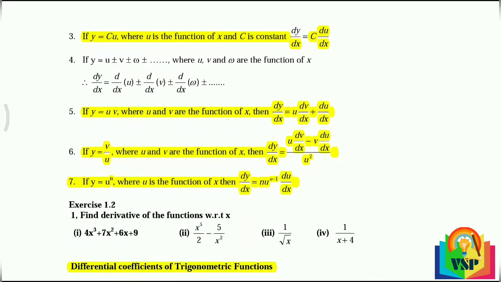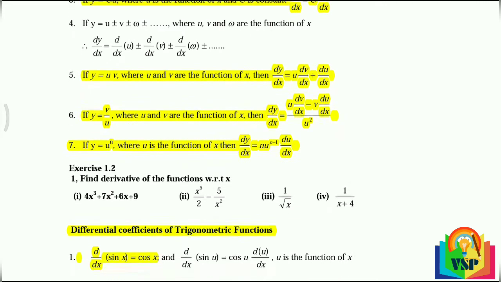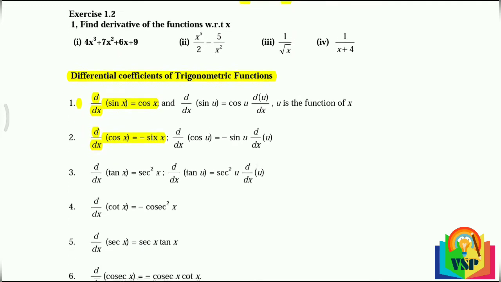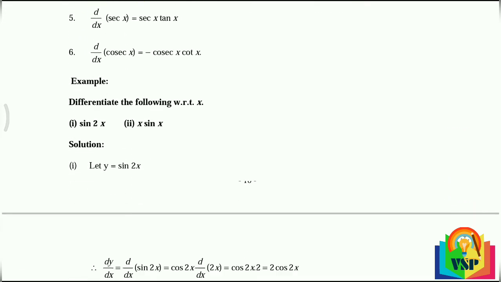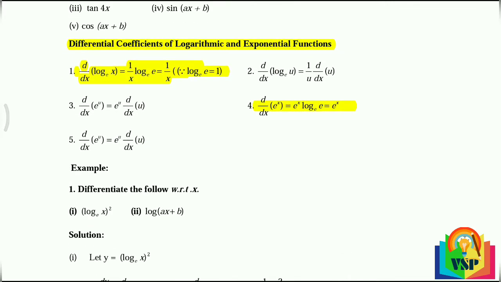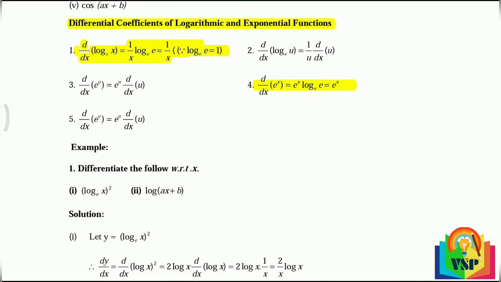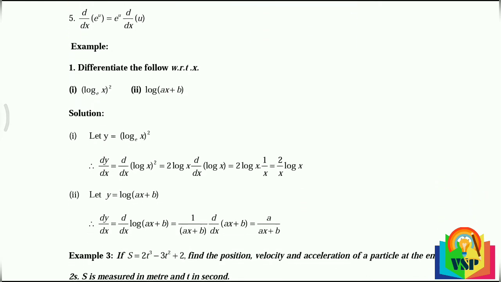Coming to the fifth formula, write down fifth, sixth, seventh, and the differential coefficient of trigonometric functions. Write down the first one and second one. Coming to the differential coefficient of logarithmic and exponential functions. First one, d by dx of log x base e is equal to 1 by x log e base e, that is equal to 1 by x. Fourth one, d by dx of e power x is equal to e power x log e base e, that is equal to e power x. Log e base e is equal to 1, we know that.